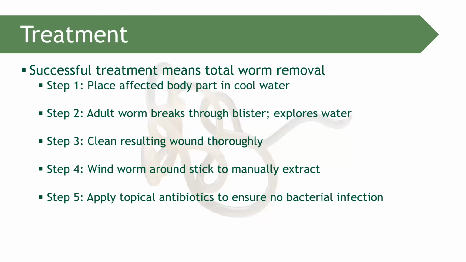Okay? Treatment includes the following. Step 1, place the affected body part in cool water. Step 2, the adult worm breaks through the blisters and explores the water. Step 3, clean the resulting wound thoroughly. Step 4, wind the worm around a stick to manually extract it. And then step 5 is to apply topical antibiotics to ensure there is no bacterial infection.